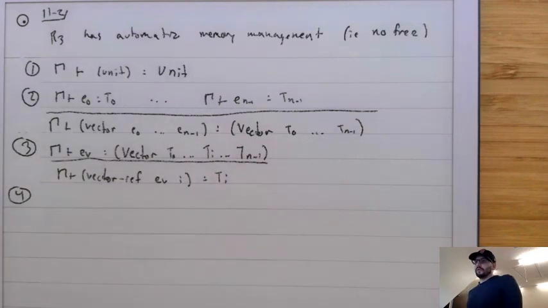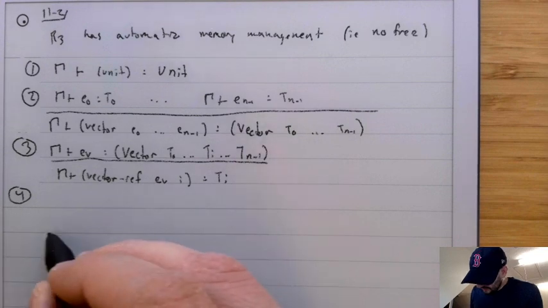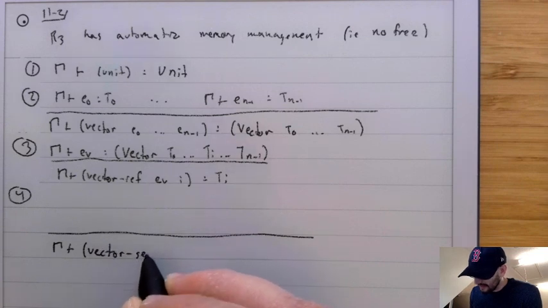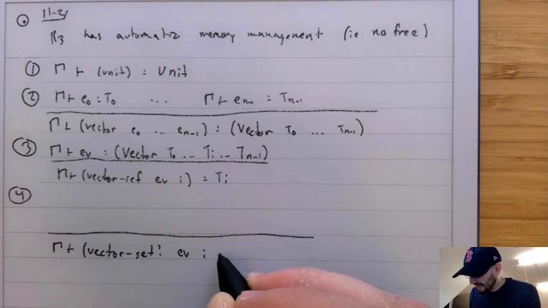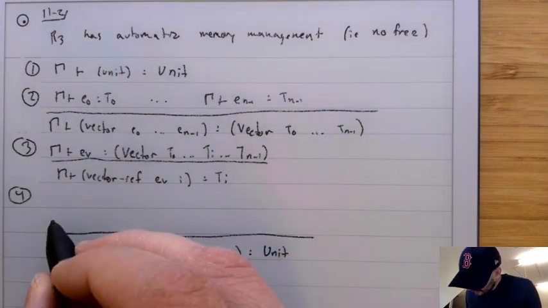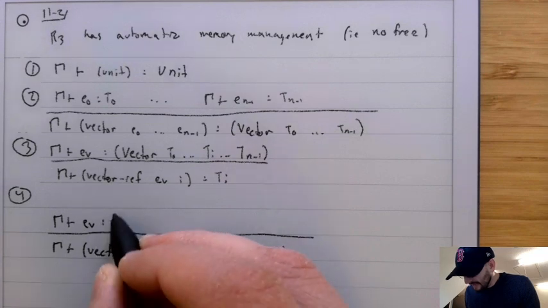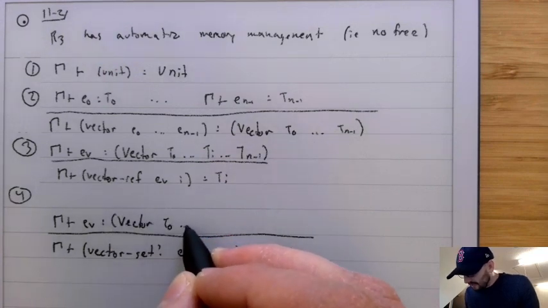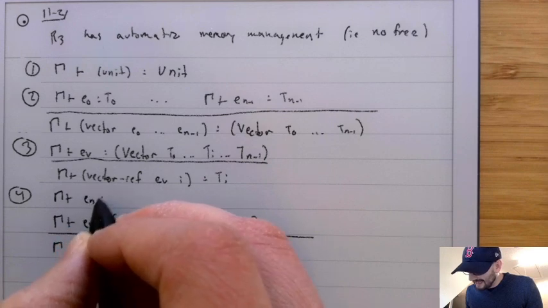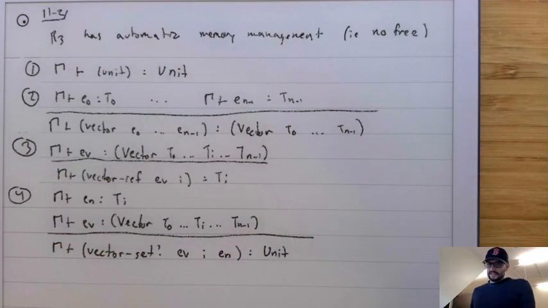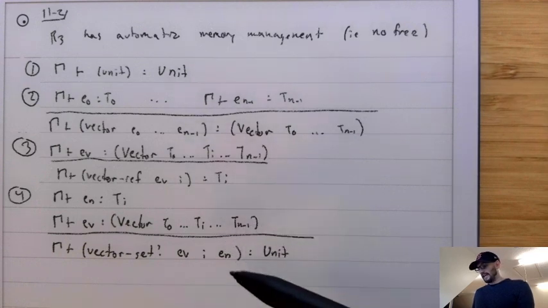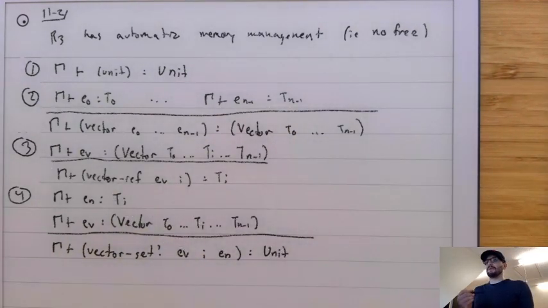Rule number four is going to be the rule for modifying something. So here's the way it's going to look. We're going to say that gamma is going to prove that vector set of ev i en has type unit, supposing that gamma proves that ev has type vector t0 dot dot dot ti dot dot dot tn minus 1, and gamma proves that en has type ti. So this says that you can do a vector set if ev is a vector, i is actually within the range, and en's type is the corresponding type inside of the vector.